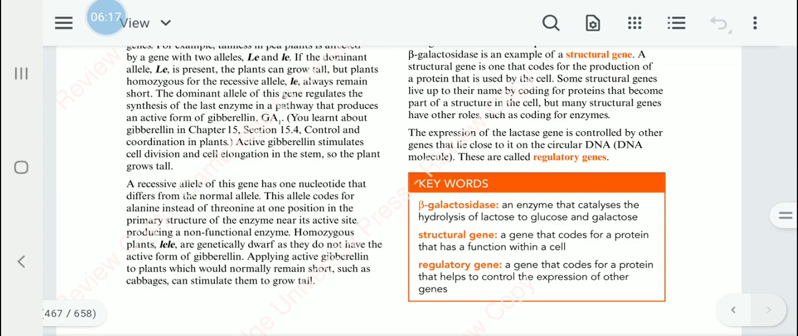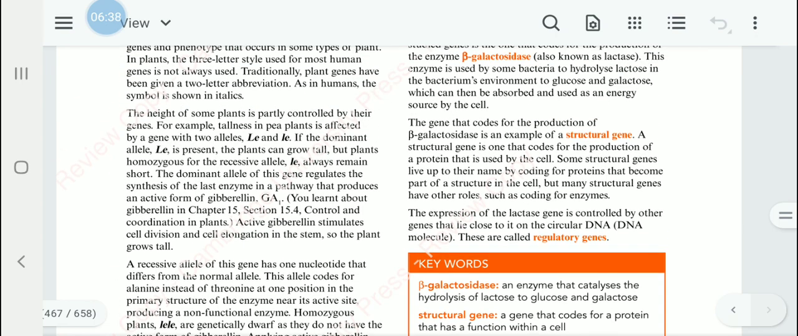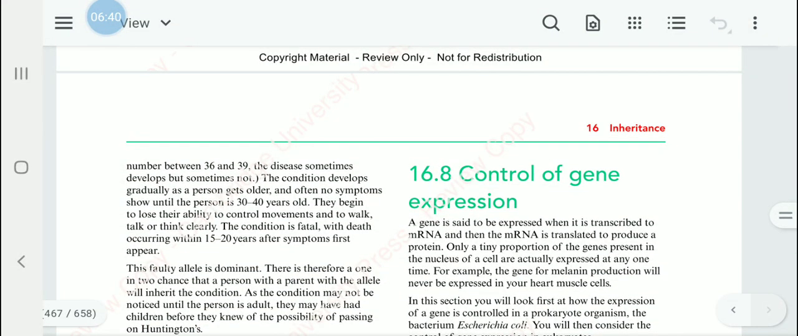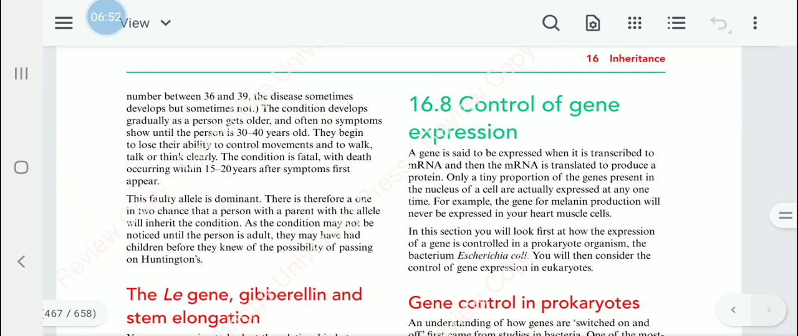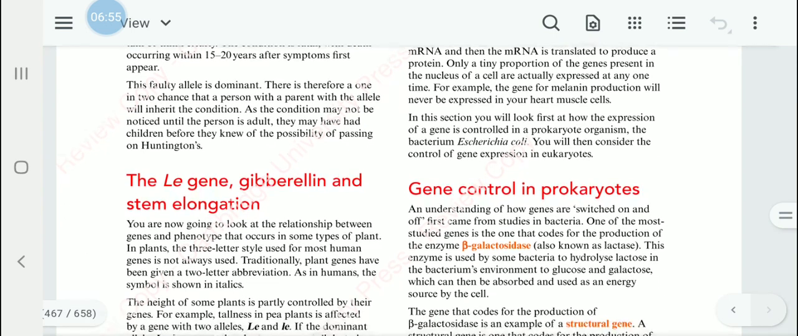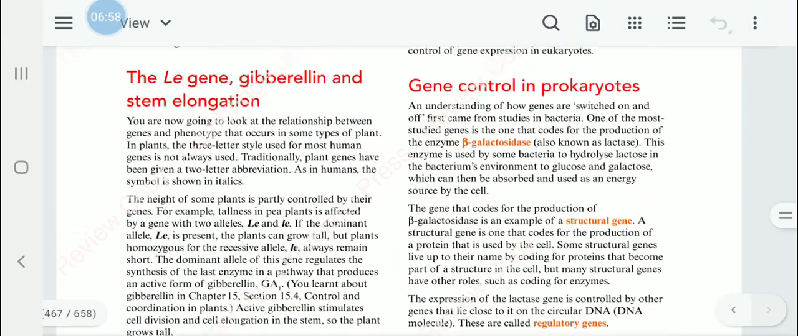So if there is active gibberellin that we can apply to a short plant, for example cabbage, which will always remain short, we can stimulate it to grow tall by applying gibberellin. Because the only difference between the heterozygous dominant plant and the homozygous recessive plant is that it does not contain the enzyme that is needed to produce gibberellin. So as a result, we will not be able to have a tall plant. Write down a note on this.